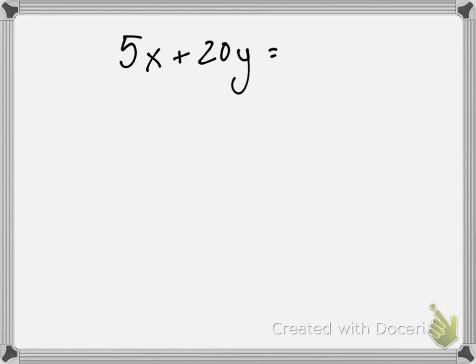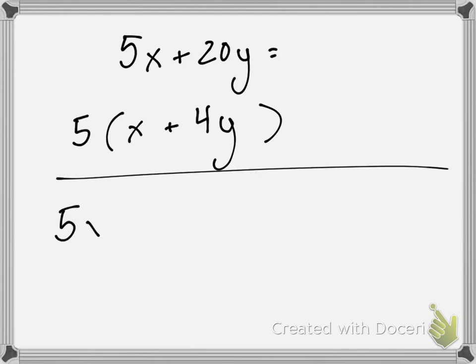What is the greatest common factor for 5x and 20y? It is 5. So they both can be divided by 5. Let's bring that out there. So I pull out a 5. 5 divided by 5 is 1. So I'm just left with that x. 20 divided by 5 is 4. And I'm left still with that y. So that's my answer.